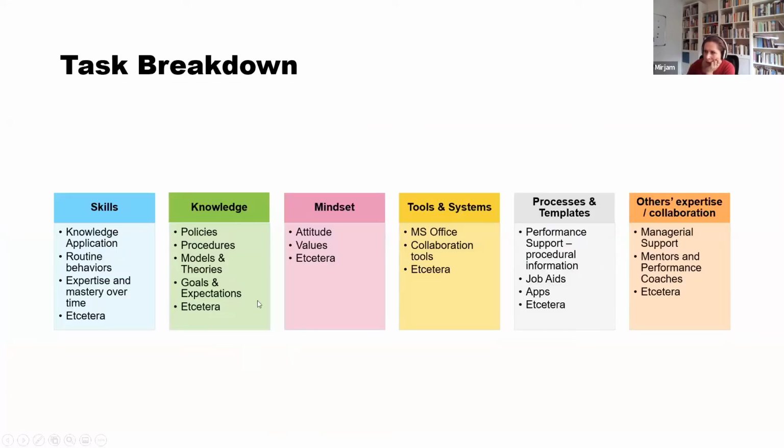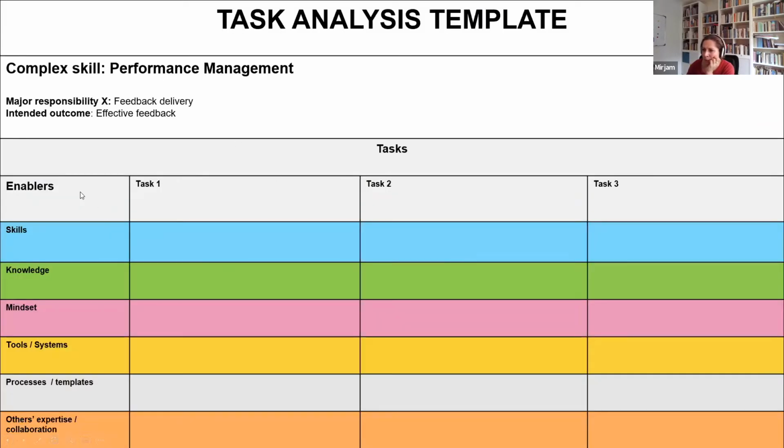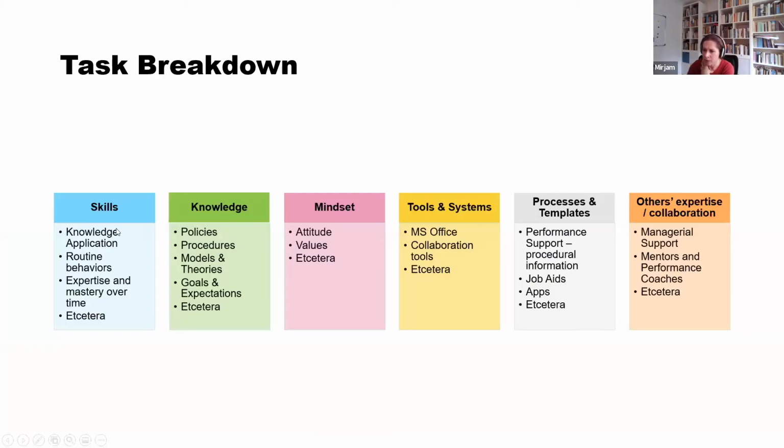So here you can see, when we think about the enablers, you break down the complex skill, performance management, into the major responsibility, feedback delivery. Then you can have different steps or activities to get there, and each activity or task has different enablers. Here you can see some examples for each.